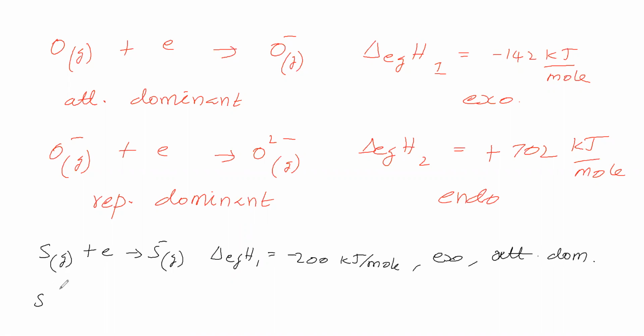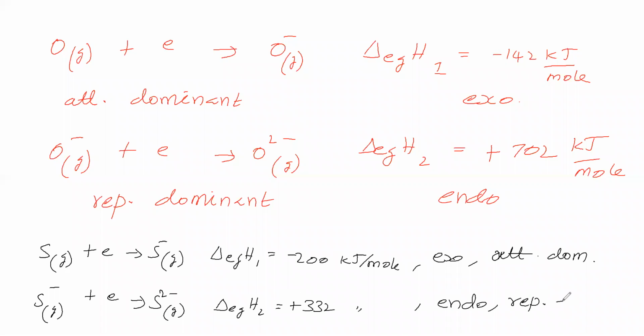Next, S minus takes an electron and becomes S2 minus. This is called second electron gain enthalpy. For this, the value is plus 332 kilojoule per mole. Plus means endothermic. Therefore, repulsion is the dominant factor in this case. So we came to know about first electron gain enthalpy and second electron gain enthalpy.